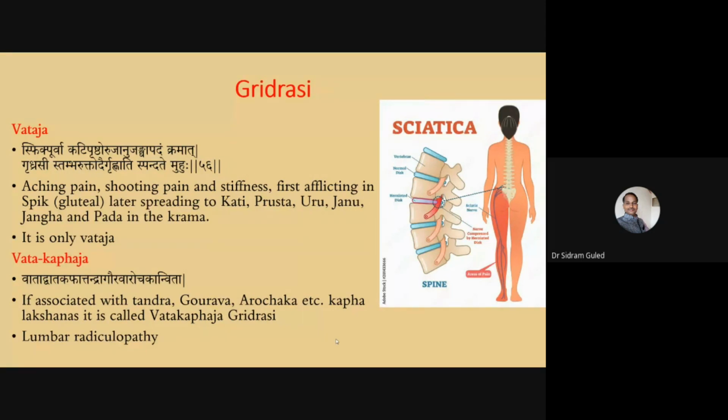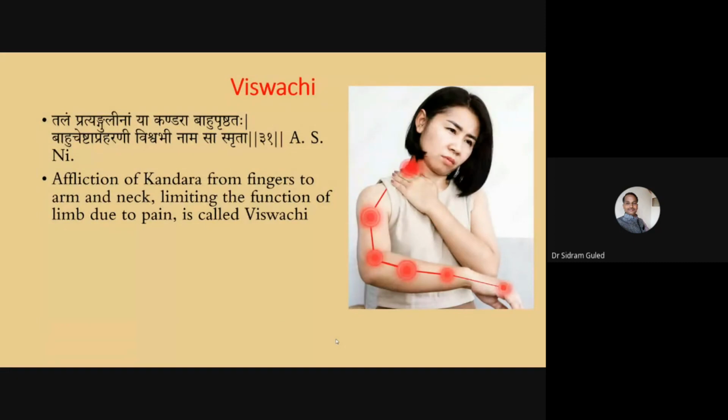And in Vata Kaphaja, there will be association of Kaphaja Lakshanas, for example Tandra, Gaurava, Arochaka, Stambha, and then difficulty in bending and moving the Katibhaga, and all those things can be considered. So this is of Vata Kaphaja. So Gridhrasi is a presentation like lumbar radiculopathy. As Gridhrasi is in the Kati Bhaga, it is a disease of Kati leading to Gridhrasi.